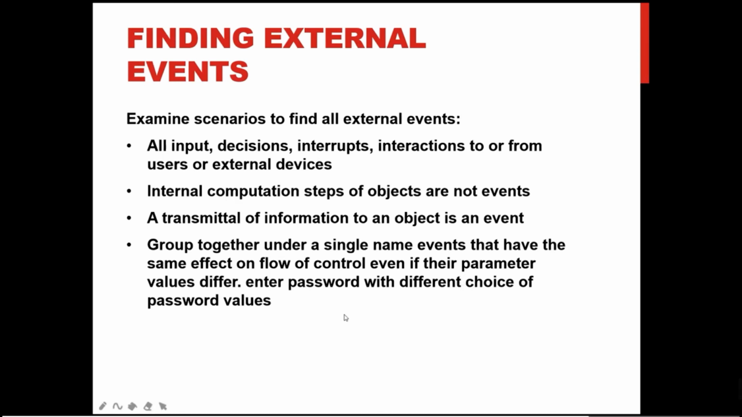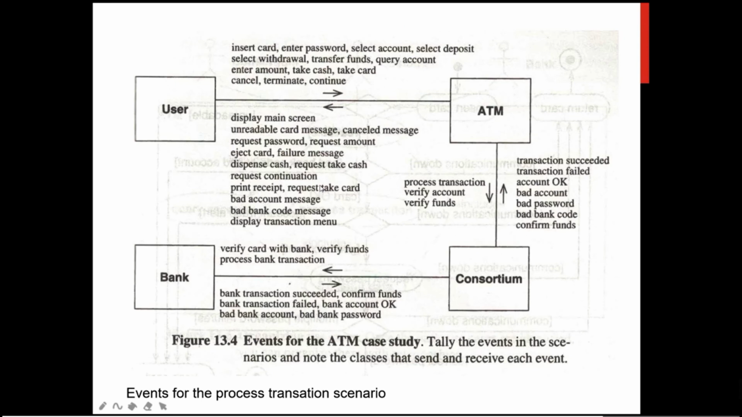For example, enter password is a kind of event, but it may have different choices of parameter values. For example, they have different password values. We don't care much about the detailed password. They all belong to the same event, enter password. So this is an example of the events for the processing transaction scenario. It means we have found many events from the processing transaction scenario.